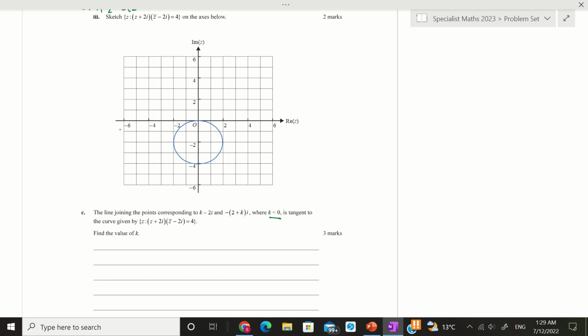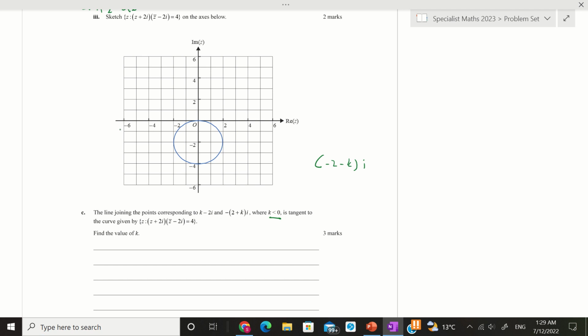Let's first try and figure out how we can place these 2 points. We'll start with this point here, minus 2 plus ki. If I expand this, I get minus 2 minus k times i, so minus 2 minus k, and we're told k is a negative number. So this point lies on the y-axis, because there's only an imaginary part, there's no real part.